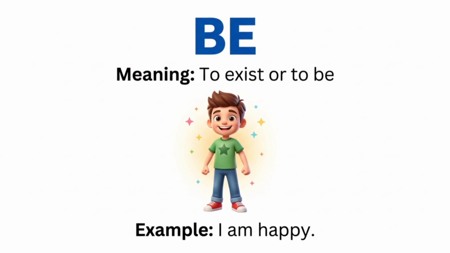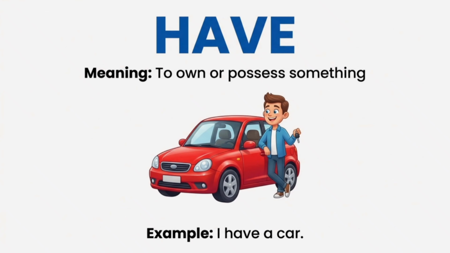Word 1. Be. Be means to exist or to be. Example, I am happy. Repeat after me. I am happy. Word 2. Have. Have means to own or possess something. Example, I have a car. Repeat after me. I have a car.